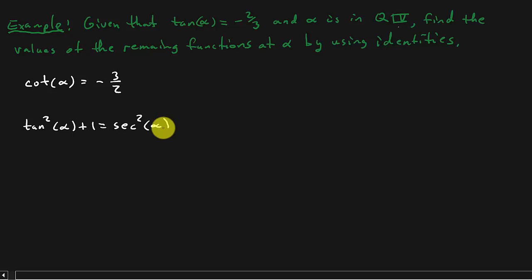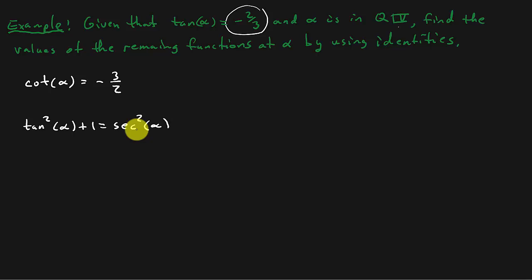All right, so now we can find secant, because all we've got to do is take this -2/3 here and plug it in for tangent, and that gives us secant. And then once we get secant, what can we do? Well, once we have secant, the reciprocal of secant is cosine.